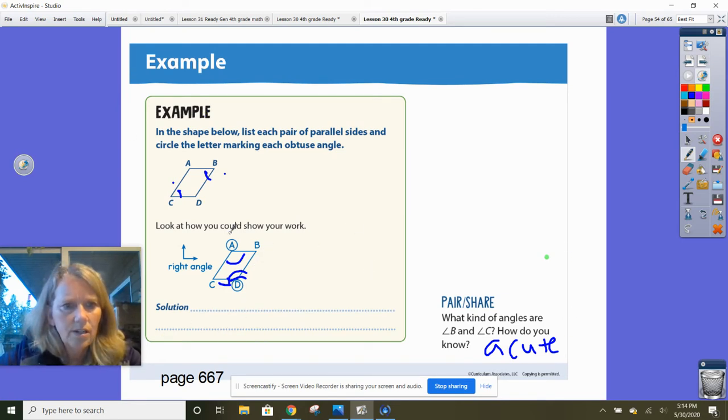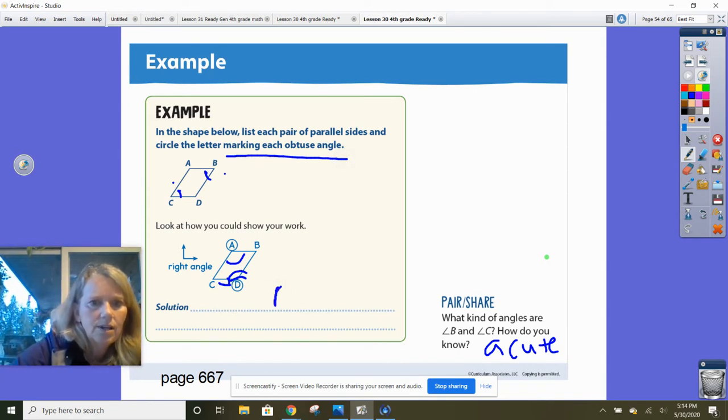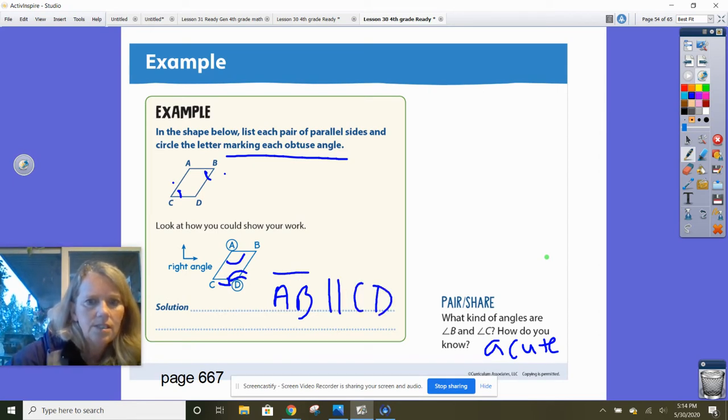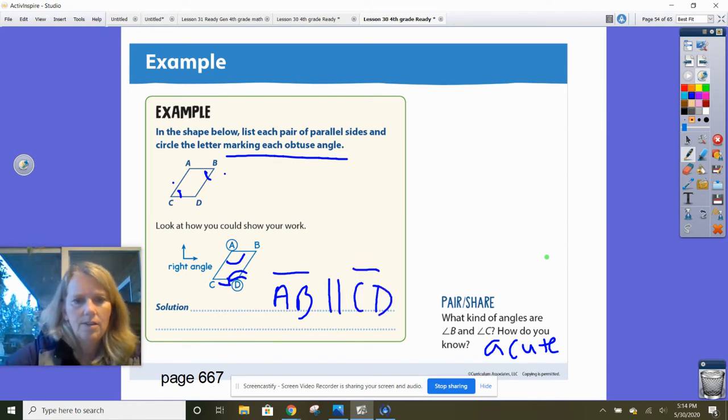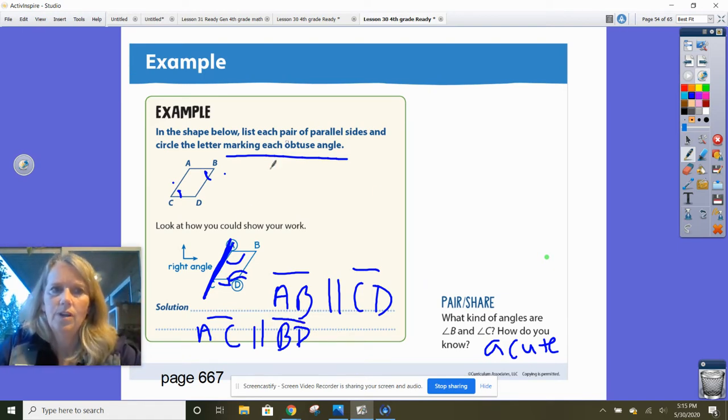So a solution down here. Look at how you can show your work. So that's angle A and angle D are the 2 obtuse. So we did that. List each pair of parallel sides. Okay, so you got AB is parallel to CD, right? And then you also have AC on the other side here is parallel to BD. All right.